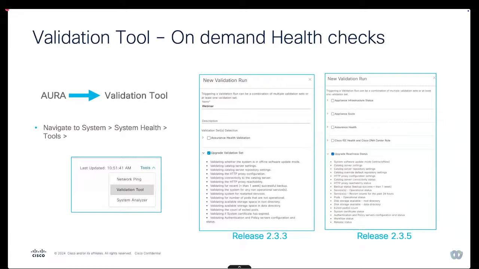So I think this should be enough in case you don't want to go to Aura, get the shell open, and then execute the commands for Aura. You should be going through the validation tool to get your upgrade readiness assessment, okay?